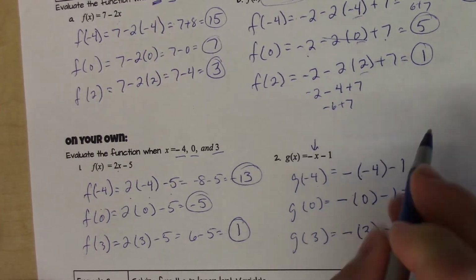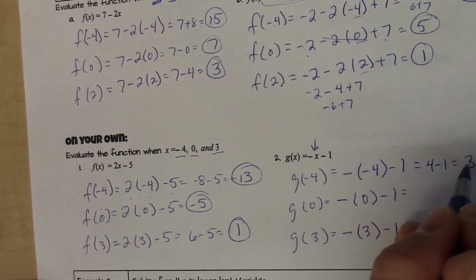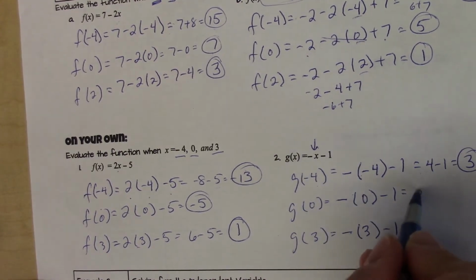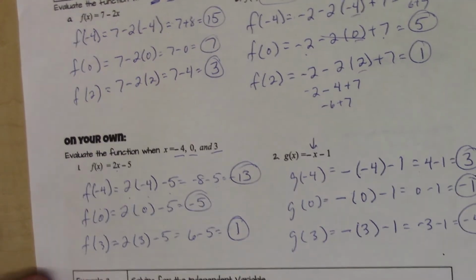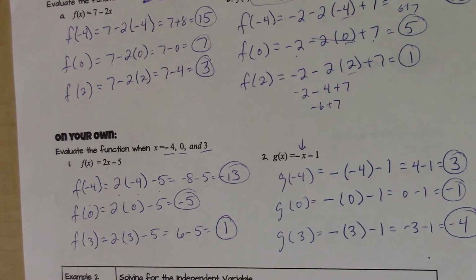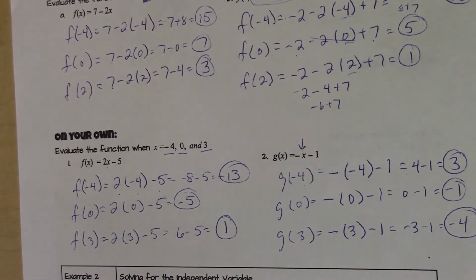A negative times a negative is a +4 minus 1, which is 3. Right? 0 minus 1 is -1, and negative 3 minus 1 is negative 4. And that's how we do it. Again, we're finding those y values by just plugging in x.